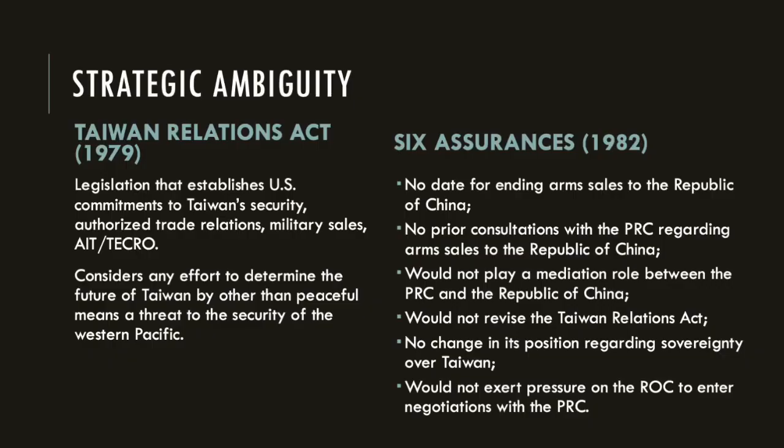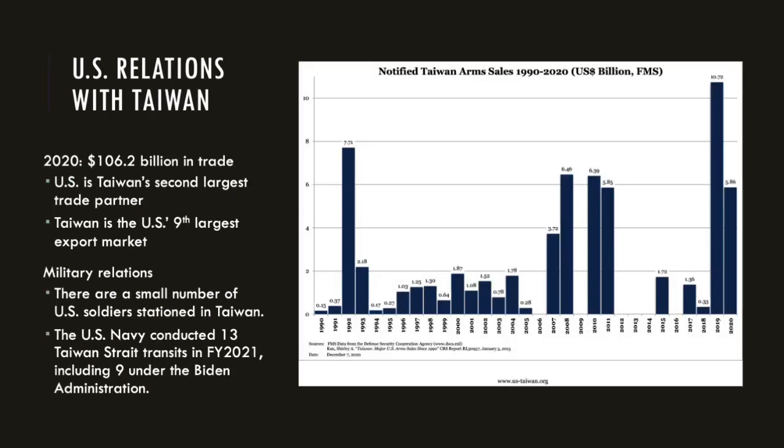It is an effort to both deter any Chinese effort to integrate Taiwan into its polity, without the agreement of Taipei, and to deter Taiwan from declaring formal independence, which would prompt Chinese retaliation. The U.S. relationship with Taiwan is codified by the Taiwan Relations Act, which was further elaborated on with the 6 assurances stated by the Reagan administration. The Taiwan Relations Act established U.S. commitments to Taiwan's security, authorizing trade relations and military sales. It also established representation in each country through the American Institute in Taiwan, AIT, and Taiwan Economic and Cultural Relations Office, or TECRO.